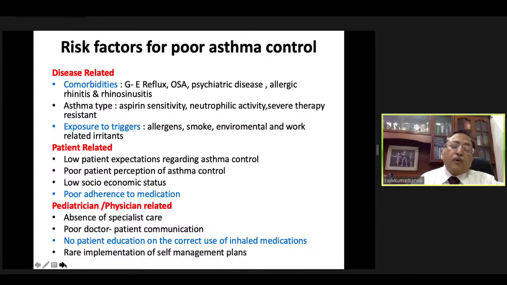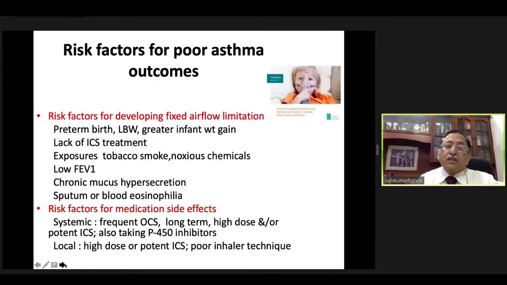For any illness, in fact, what to talk about asthma, if there is poor doctor-patient communication and no patient education, you are likely to falter in your treatment and your control of the disease per se will be very bad. We also need to know about the risk factors for poor asthma outcomes, the risk factors for developing fixed airway limitation, like preterm birth, exposure to tobacco smoke, low FEV1, eosinophils in the blood or sputum, and other risk factors for medication, like systemic and local side effects of the drug, which need to be clearly elucidated.